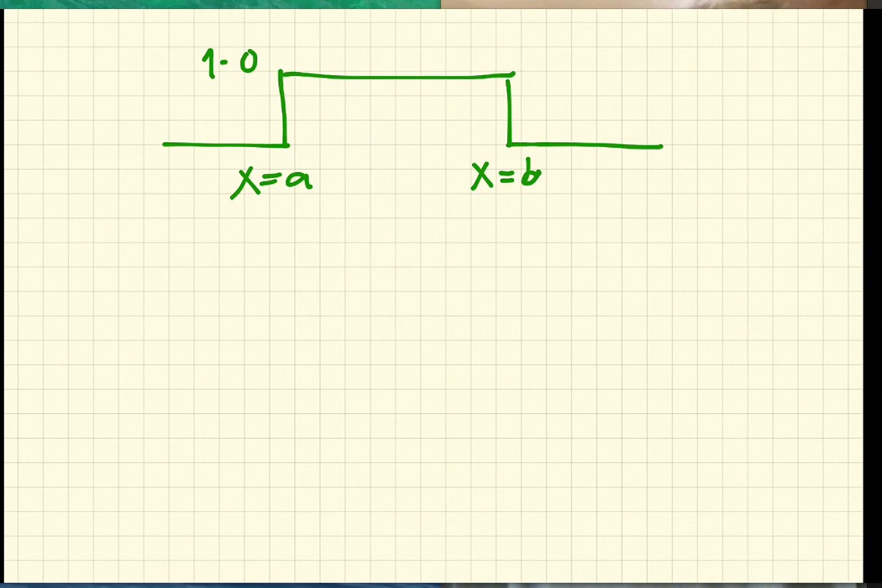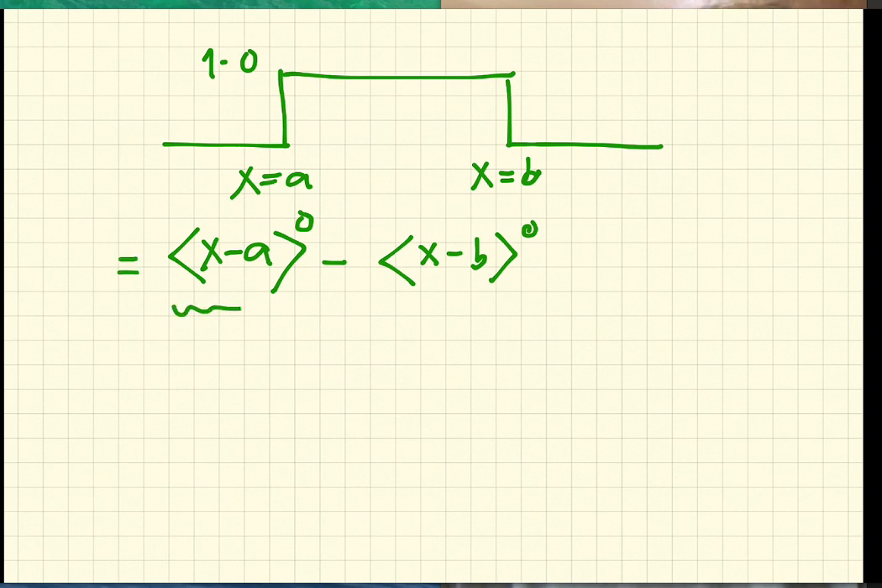So in this case, you can say that this is the difference between two step functions. You can represent it as x minus a to the power 0, because that's the step function, minus, now you turn off, x minus b to the power 0. And the difference here is actually the total function. So this will turn it on and this will turn it off.